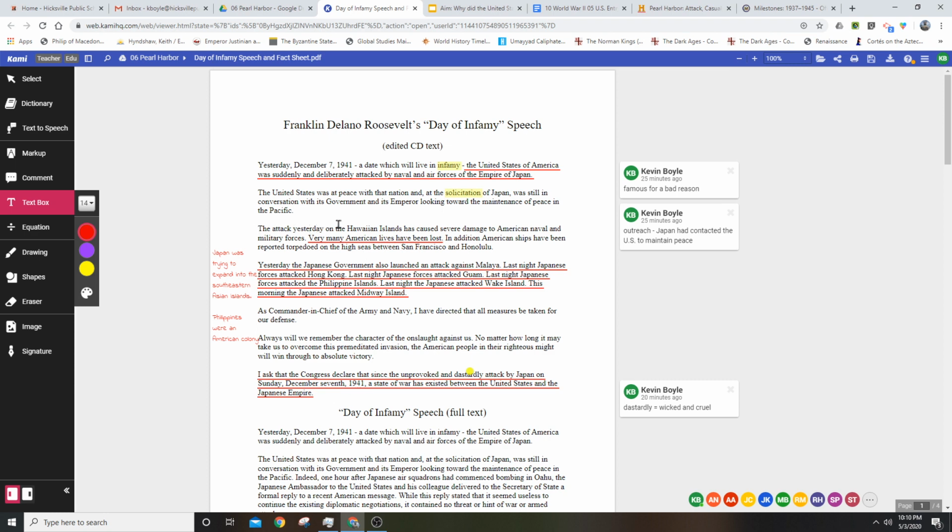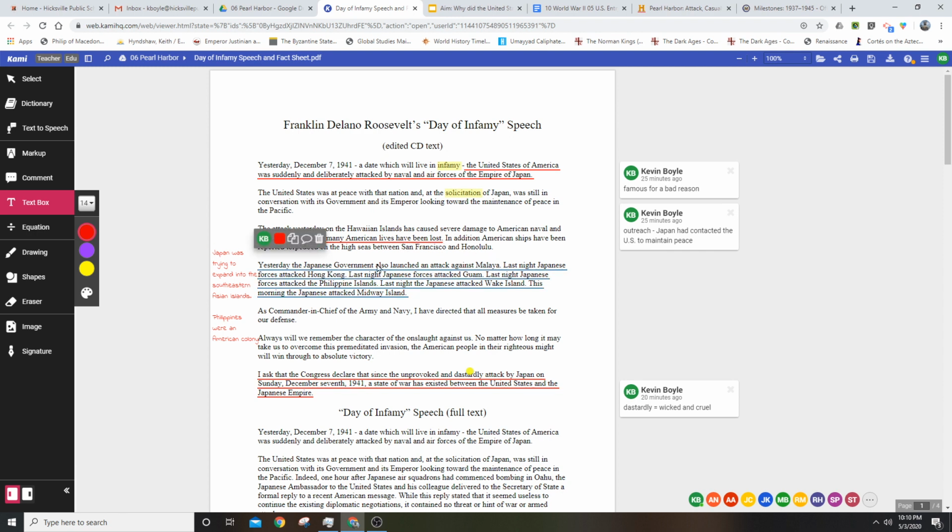"The attack yesterday on the Hawaiian Islands has caused severe damage to American naval and military forces." So Japan attacked Hawaii. "Very many American lives have been lost, and in addition, American ships have been reported torpedoed on the high seas between San Francisco and Honolulu."